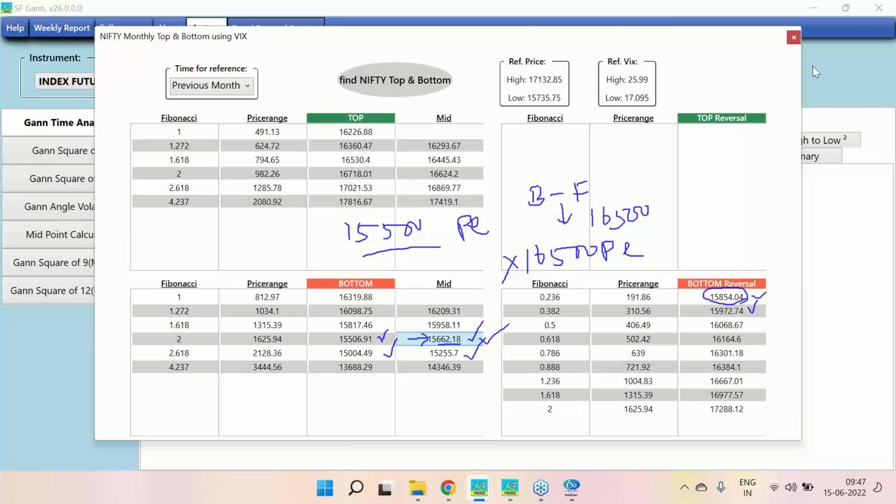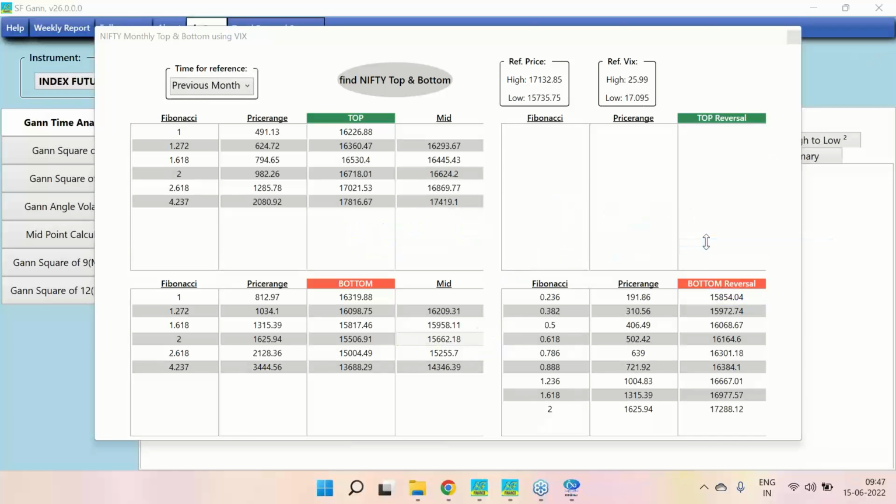So this Nifty position I have taken is not an intraday position. I have taken it for the month of June. So this top and bottom is going to help me initiate or do the adjustment for the monthly positions.